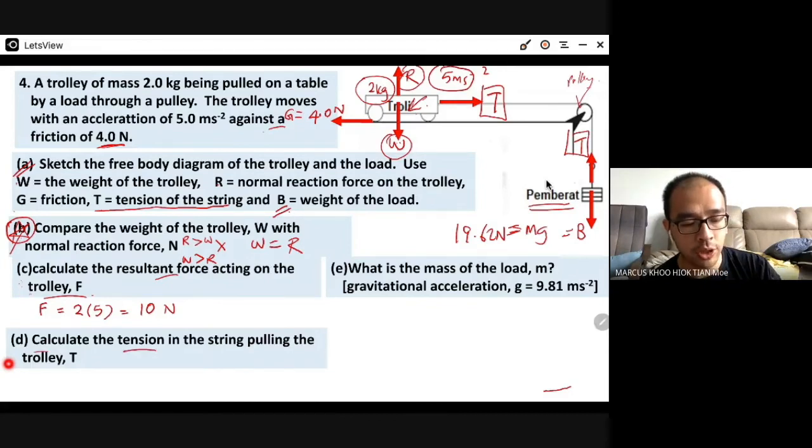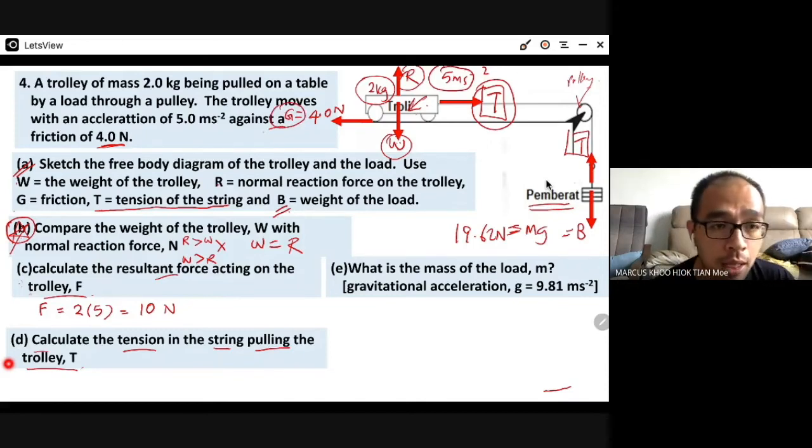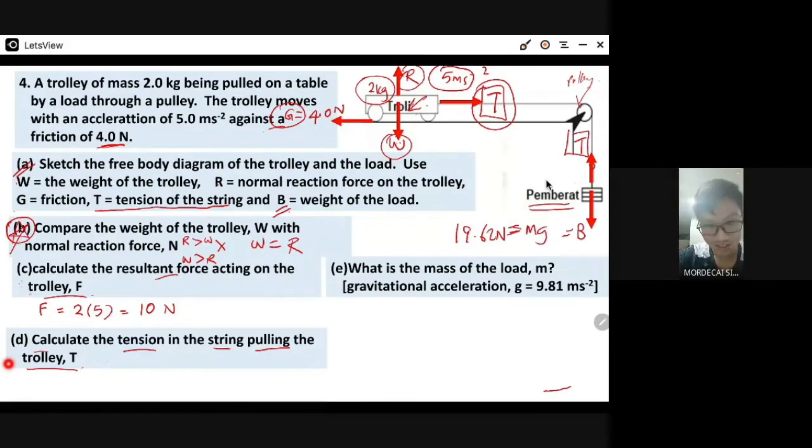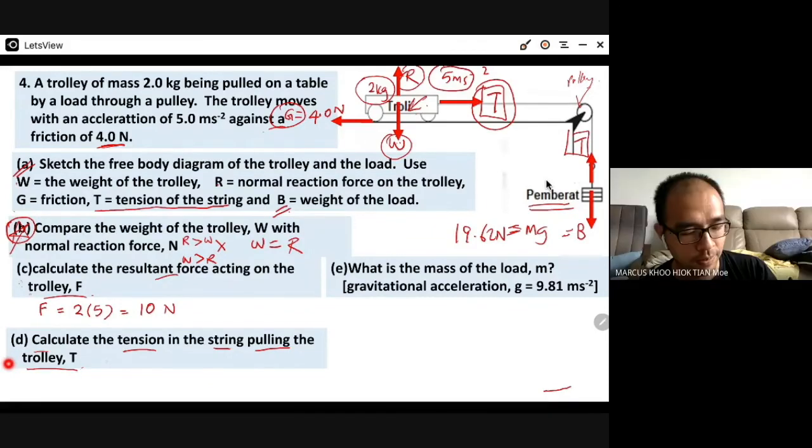Calculate the tension in the string pulling the trolley. Now, if we want to calculate tension, we have to consider the second method of counting the resultant force, in terms of T and G. Mordecai, have I called Mordecai yet? I haven't called Mordecai, right? Okay, Mordecai. In terms of T and G, tell me the resultant force. The resultant force plus weight. No, not yet. T and G only. Tell me the resultant force in terms of T and G only. Follow the direction of the acceleration. It is accelerating to the right. So that means our resultant force is to the right. What are the two forces? T and G.